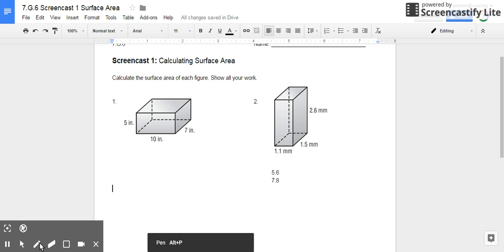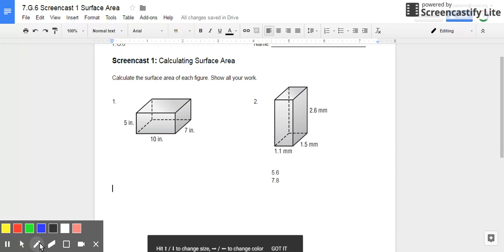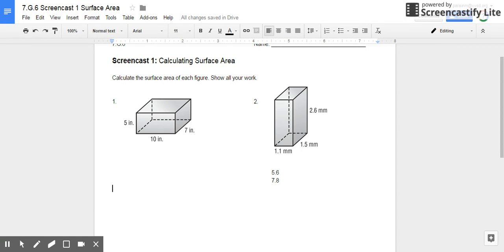So this is part 2 of Screencast 1. We did get cut off on the last video, so I'm just going to continue where we left off. And we were talking about the bottom of the rectangular prism, which also has the same area as the top of this rectangular prism. So we left off by multiplying our 1.1 millimeters times our 1.5.